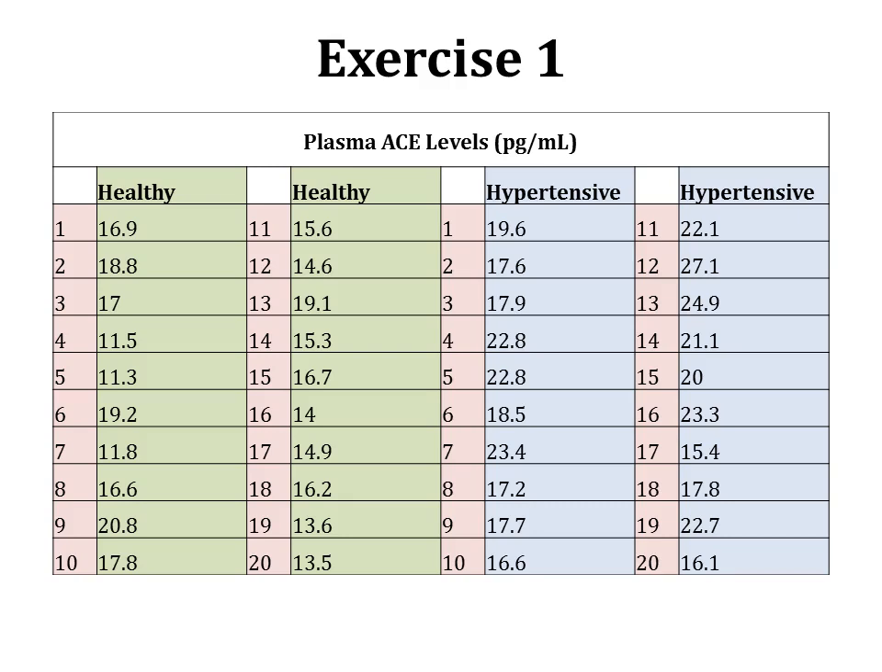So this is the data. These are the observations that we have. These are the plasma ACE levels, and the green boxes or green columns show the plasma ACE levels in healthy mice, and the blue boxes or blue columns show the plasma ACE levels in the hypertensive mice. And these pink boxes show the number of mice, so this is just the serial number of mice.